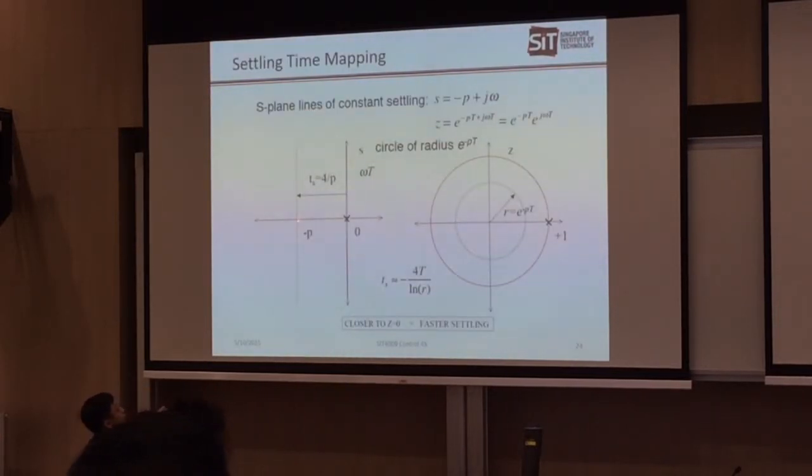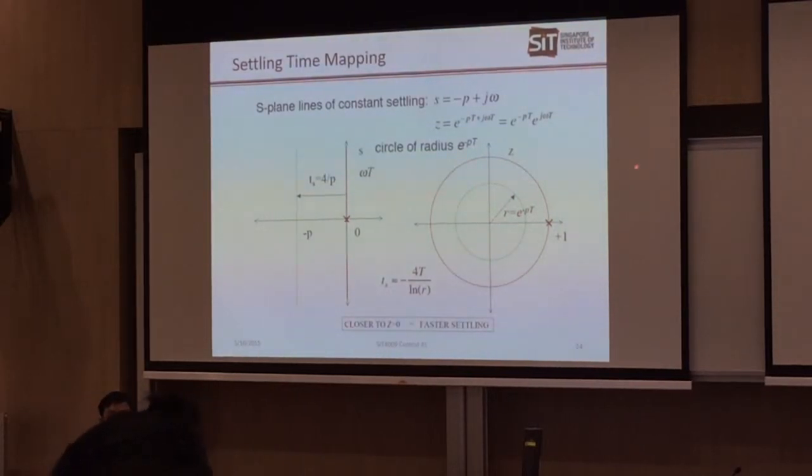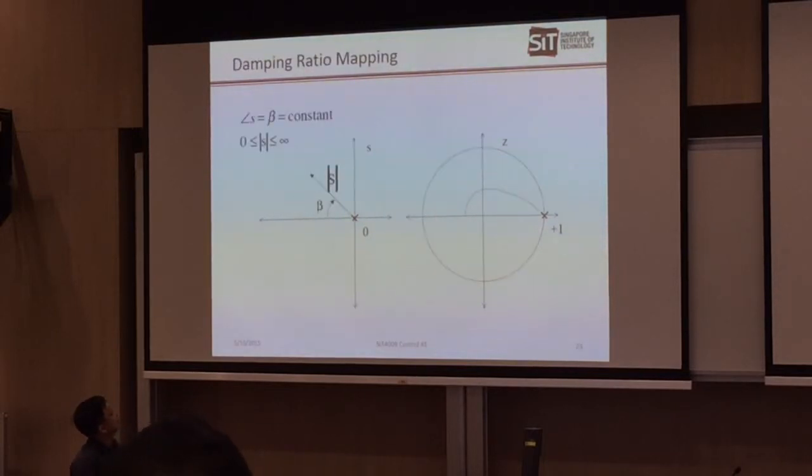So basically, if your real part is fixed, means your radius is fixed, so it's a circle. Okay, if your real part is a negative value, then e to the power of negative something will be less than 1. Then your circle will be inside your unit circle. Okay, and when your omega changes, your radius will change, your angle will change. Okay? And if the angle is fixed, then this one will result in a constant damping ratio. Okay?